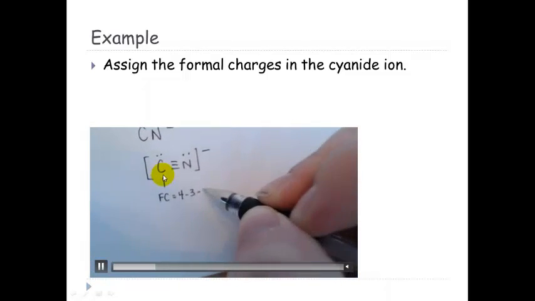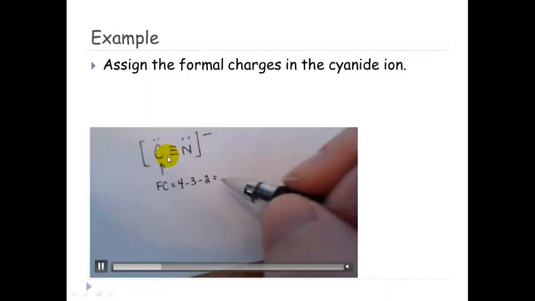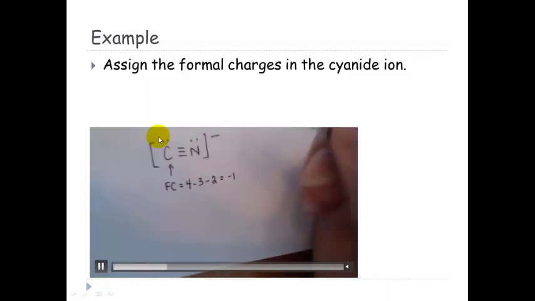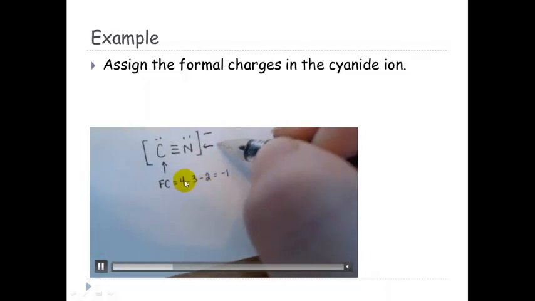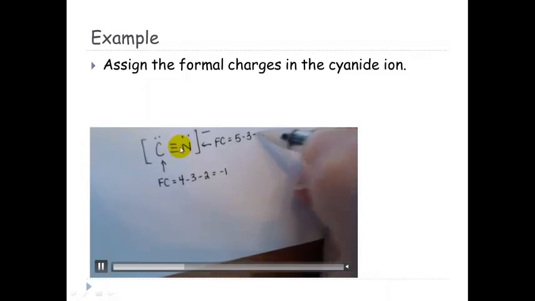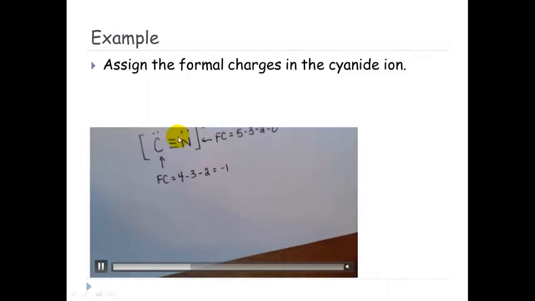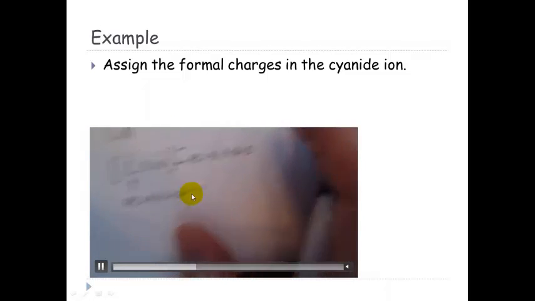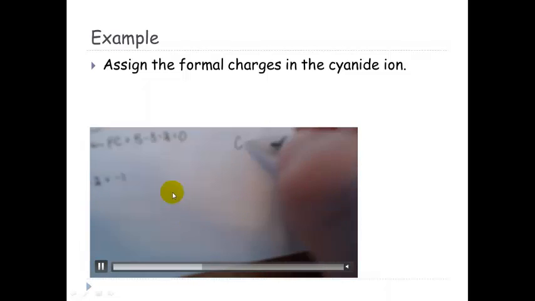So the formal charge of carbon is 4 valence electrons minus 3 in the bond minus 2 unpaired for a total formal charge of -1. And nitrogen is 5 valence minus 3 in the bond minus 2 unpaired for 0. So the formal charge adds up to -1.